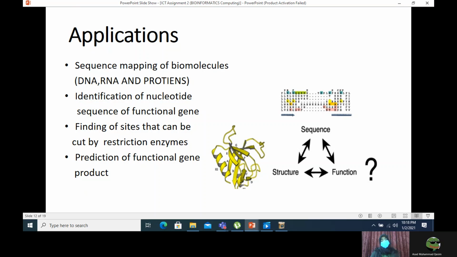Prediction of functional gene product. So, what is prediction of functional gene product? We do this mostly by gene expression, in which we first only have a sequence we have found through some experiment, but then, using computational techniques, we find the structure of that sequence, and then we compare the structure of the unknown gene with a known gene that is somehow related to it, to predict the function of that gene.